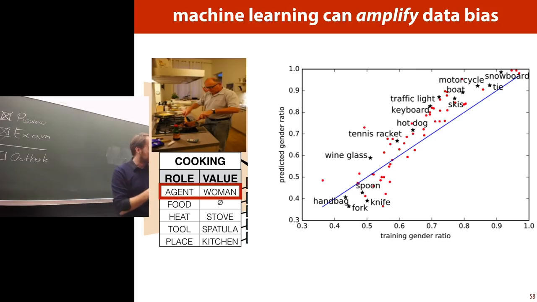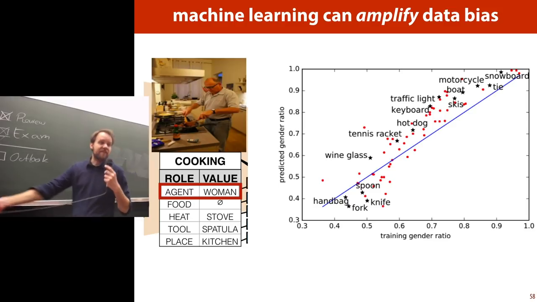So here's an example from a paper. Apologies, I forgot to add the source. I'll add that later. They look at something called visual semantic role labeling, and they saw that in this particular data set, there was a bias. Most of the time you see somebody cooking, it's a woman. But you can quantify that percentage, so you get a gender percentage of the training gender ratio. For pictures of people cooking, there is a certain bias towards women. And what you see is that usually the machine learning model amplifies the bias. If you look at the predictions that the model gives, the biases are amplified. They are stronger.